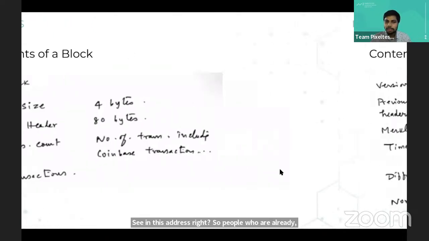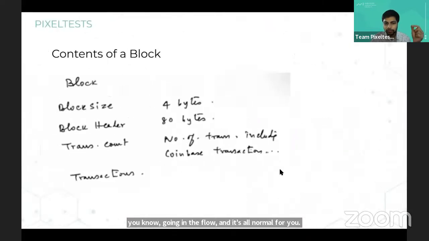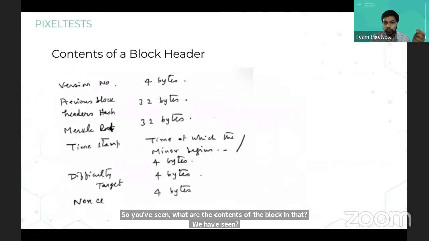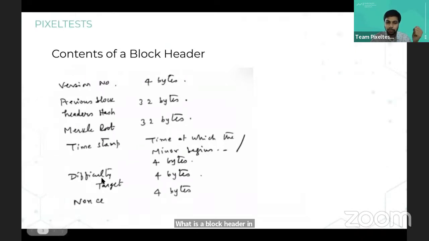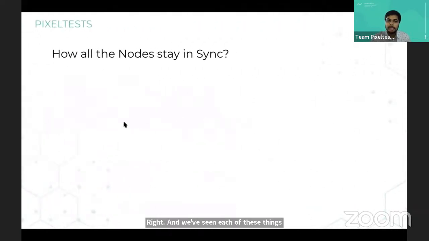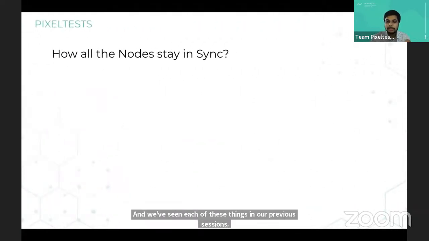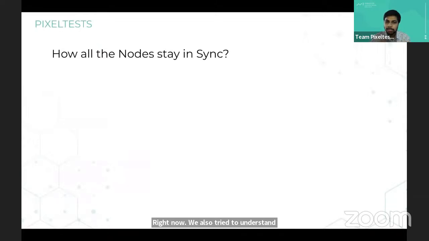Okay, so we've seen what are the contents of the block. In that, we have seen what is the block header. In that block header, we have seen what is the Merkle root, what is the difficulty in our previous session. Before that, we have seen what is nonce. We have seen each of these things in our previous sessions. Now, we also tried to understand how a common consensus or a common agreement is reached among all the nodes, that is, who wins or who creates a block.